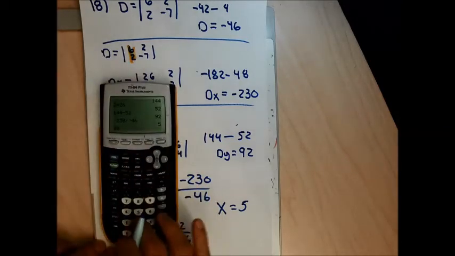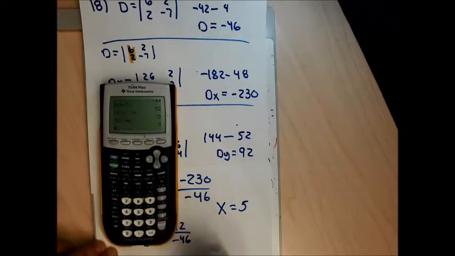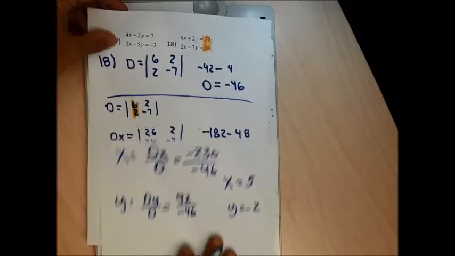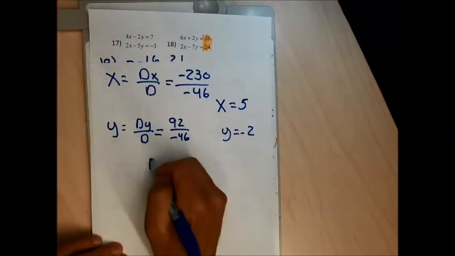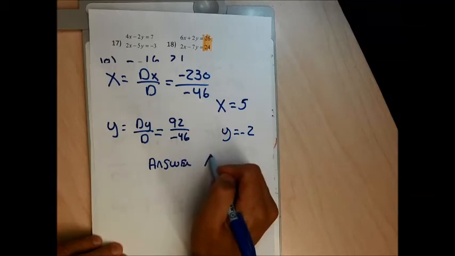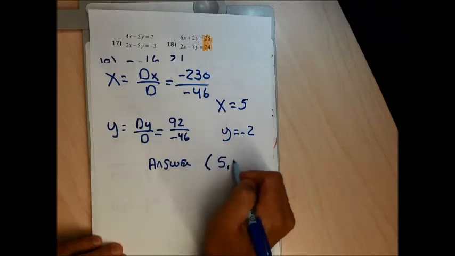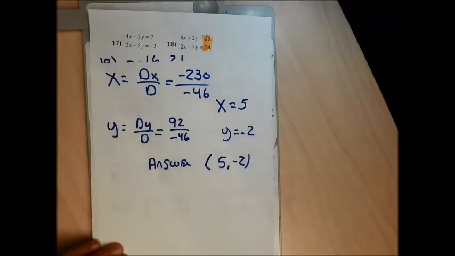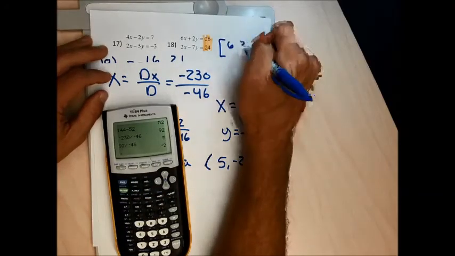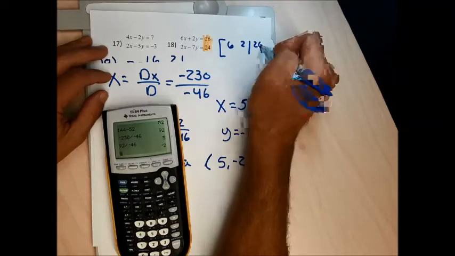So 92 divided by minus 46, I get y equals negative 2. So my answer is going to be x equal to 5, y equal to negative 2. Let me check that. I'm done, but it doesn't hurt to check. It takes me seconds to check.